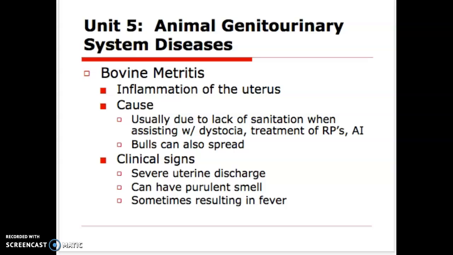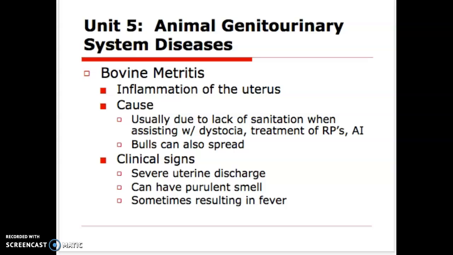Following that one then, which is, maybe I should reverse the order on these, is bovine metritis, which is an inflammation, at times a serious infection of the uterine area itself. So the cause is oftentimes lack of sanitation, maybe associated with dystocia, with the calving process, treatment of retained placentas. Artificial insemination can cause it. This is a sexually transmitted disease, so if you have natural service sires out there, they can be spreading metritis.